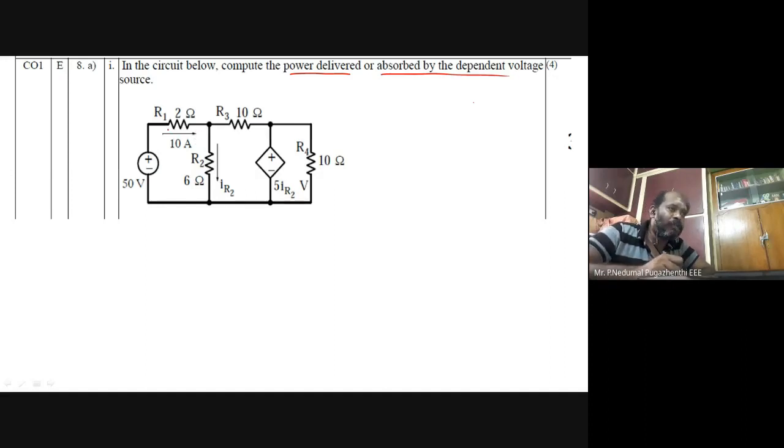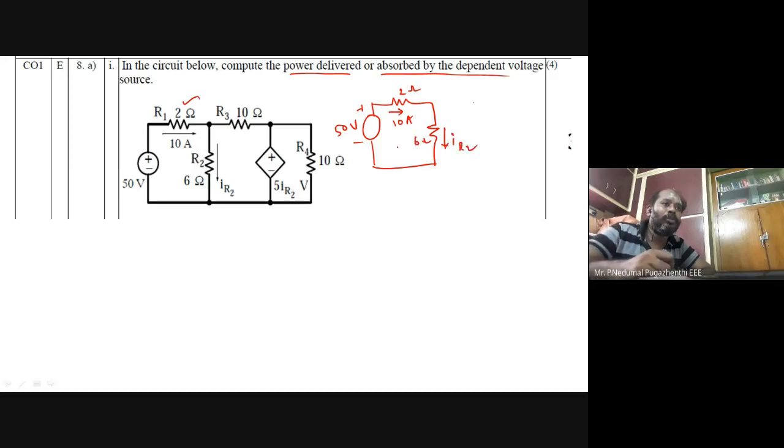I know the current passing through this 2 ohm resistor. It has been given as 10 amps, and the current passing through this 6 ohm resistor is provided as IR2. So if I take this first loop, with 50 volt, 10 amperes through 2 ohms, and IR2 through 6 ohms, the current direction is in this direction.